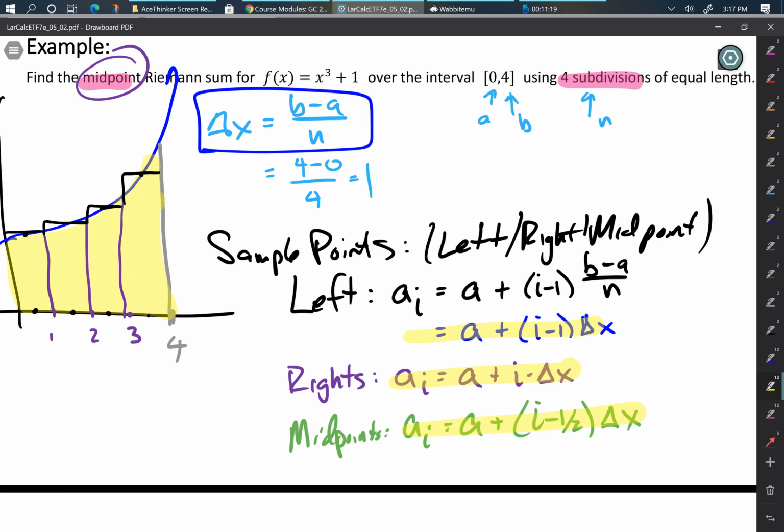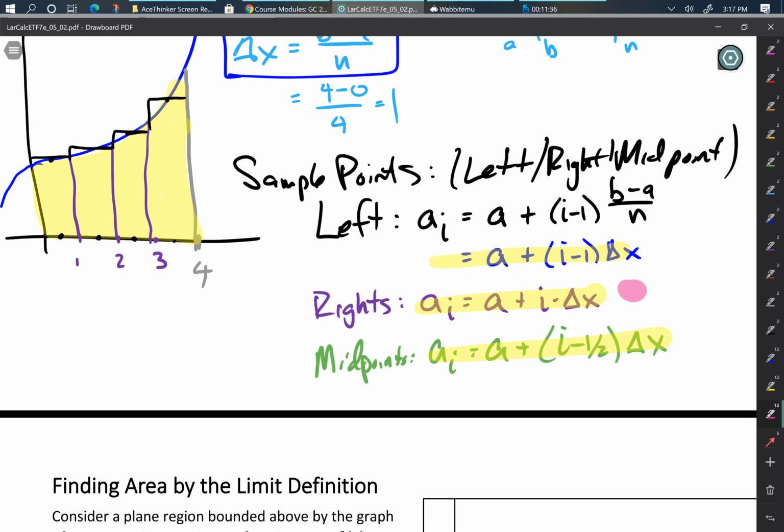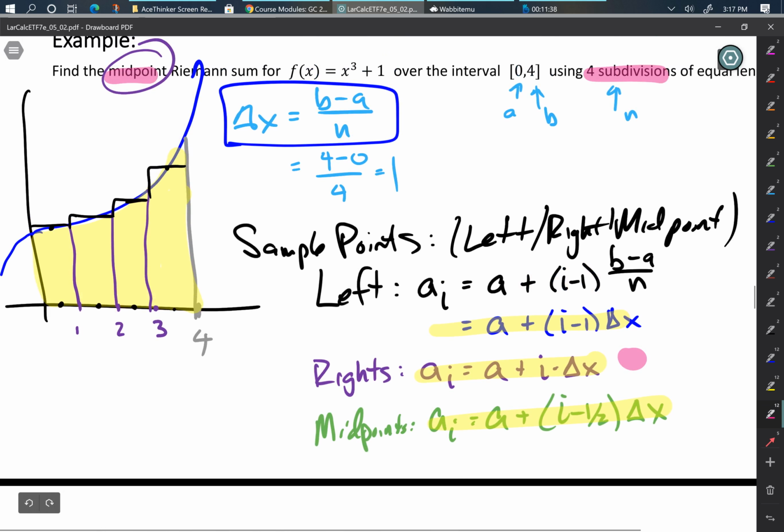Which one do you think I like the best? If your guess was this one, you are correct. Because I'm lazy, and it's the easiest. I don't want to do i minus 1s. I don't want to do i minus 1/2s. I just want to do i. Okay? But I can do whatever they tell me, because I'm really, really good at this. So if they want me to do i minus 1/2, I can do i minus 1/2.